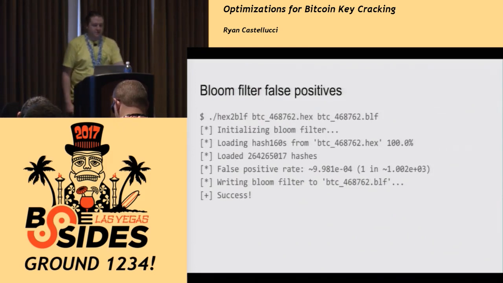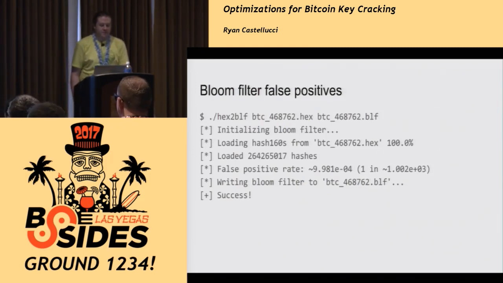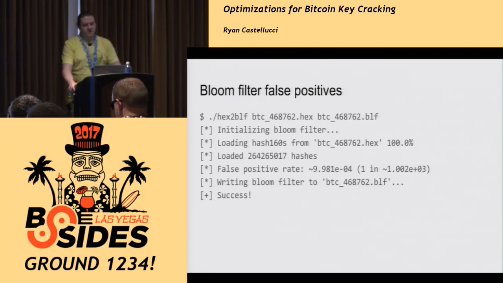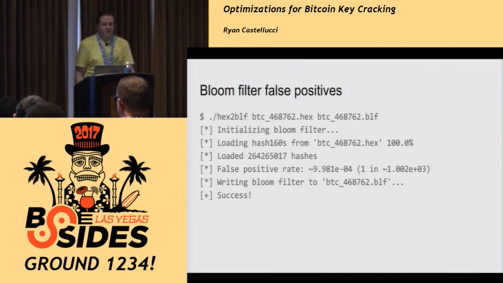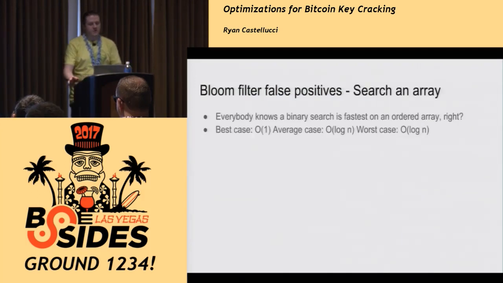And as far as false positives go, here's what it looks like today. This is about a 1 in 1,000 false positive rate, so if we're searching, I think the current performance, if I'm doing brain wallets, on my PC is about 550,000 per second. So there's 550 false positives per second. We need an efficient way to find those and not spam with them. Normally, if you've got an array that's ordered, you use a binary search, right? Because a binary search is log n, and that's pretty efficient.